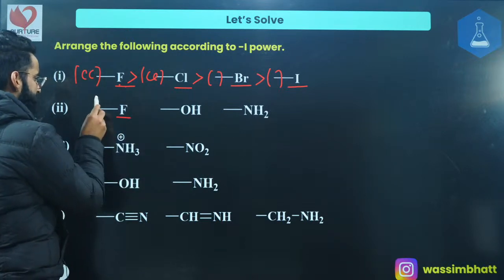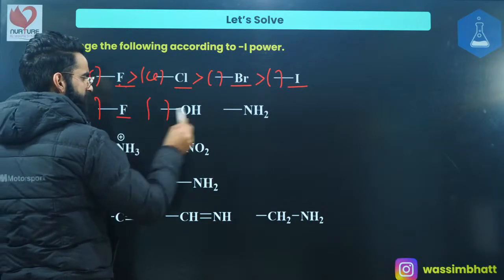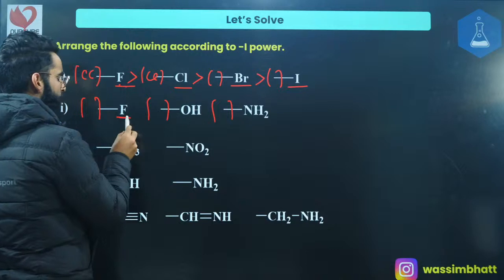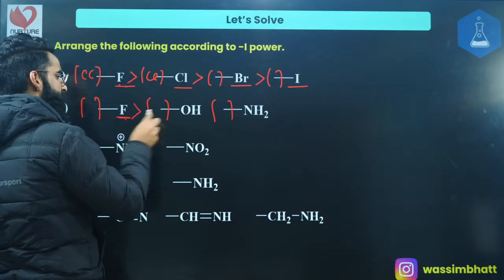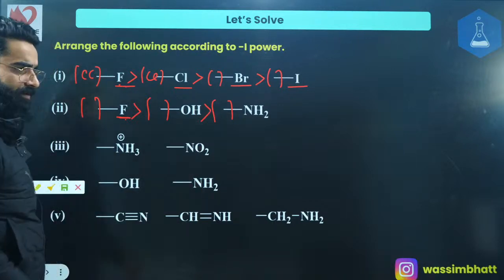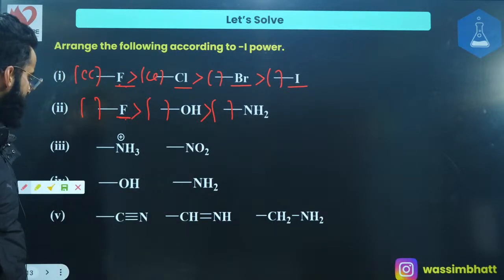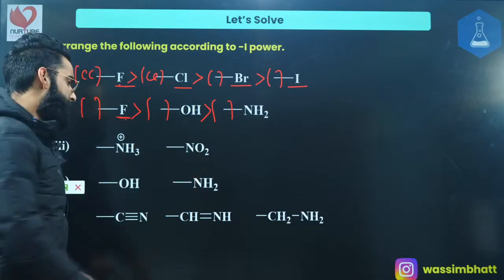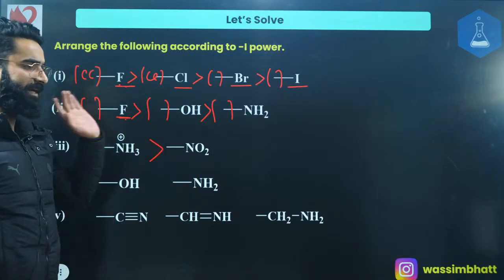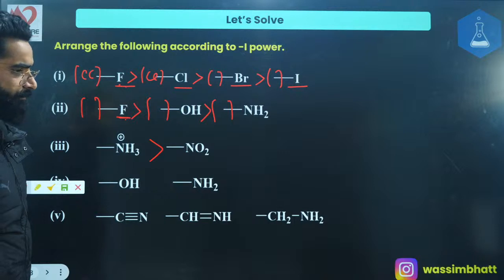Fluorine attached with a chain, oxygen attached with a chain, nitrogen attached with a chain. Fluorine being more electronegative, it's going to drag the sigma electrons towards itself. So this fluorine shows more minus I as compared to the rest, right? Simple. NH3 positive, NO2, cationic group, neutral group. Minus I power of cationic group is always greater than minus I power of neutral group.